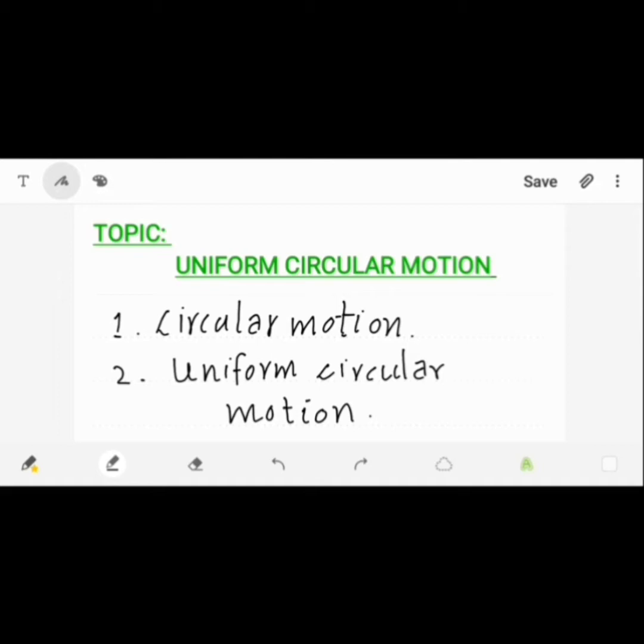Today I will teach you the last topic of Unit 3, that is uniform circular motion. You have studied in class 8 about circular motion, which is defined as: if a body moves in a circular path, then the motion of the body is said to be circular motion. But what is uniform circular motion? If a body moves in a circular path with uniform speed, then the motion of the body is said to be uniform circular motion. There is one main difference between circular and uniform circular motion, which is that in uniform circular motion, the body has to move with uniform speed in the circular path.